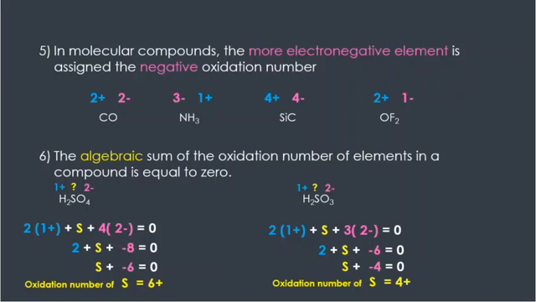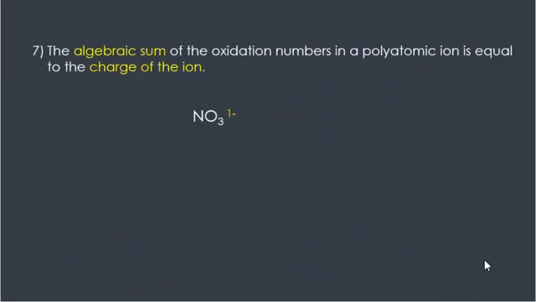We're going to move on now to our final guideline up for review. And that guideline focuses on polyatomic ions. So this rule is similar to the rule we just went over, where the algebraic sum of the oxidation numbers in the ion is equal, not to 0 though, to the charge of the ion. So here we have the nitrate ion. We're going to set up the algebraic expression to solve for the element's oxidation number that is unknown.